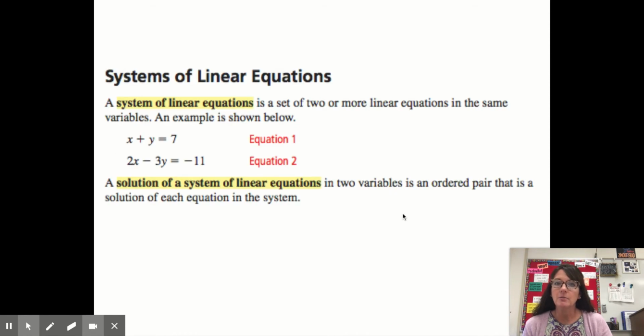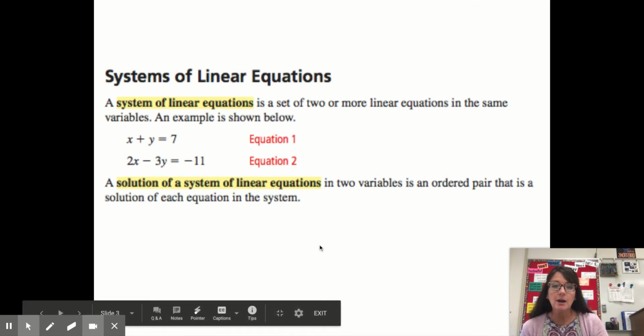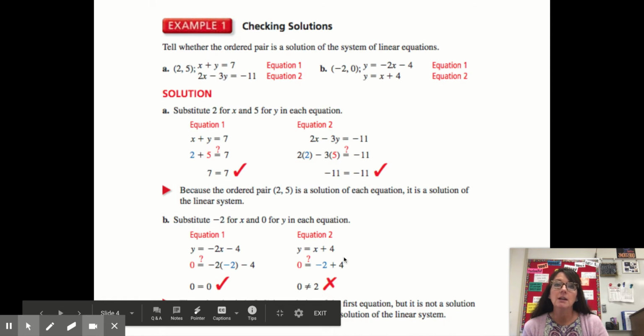real life. So when we have a system of linear equations, it's a set of two or more linear equations in the same variables. So here's two equations, okay? The solution is an ordered pair that is a solution for both equations. So remember when we put a line on a graph, there are infinitely many solutions possible, and there has to be, or there should be, if there is a solution, one place where those two lines will intersect, and this will be that point or that solution.